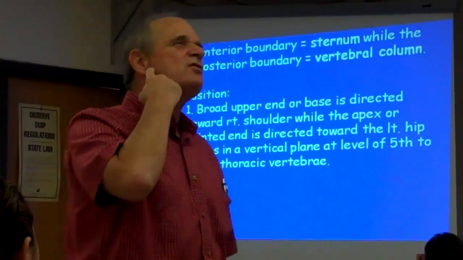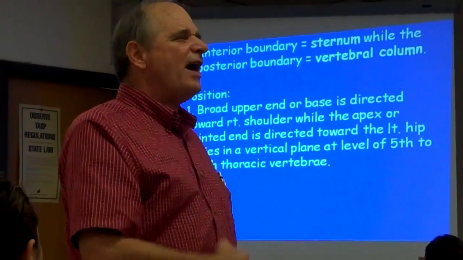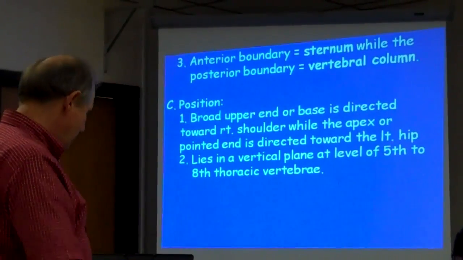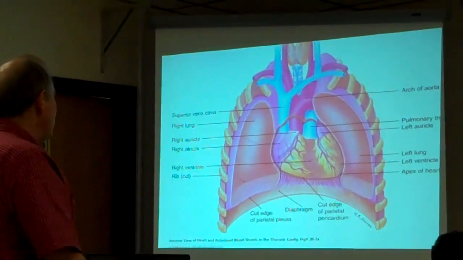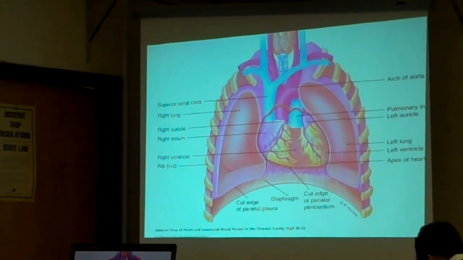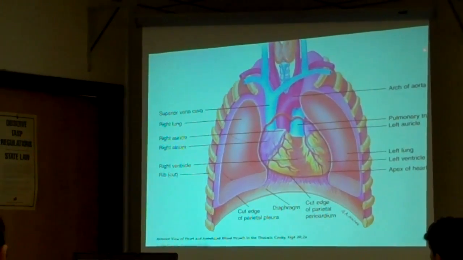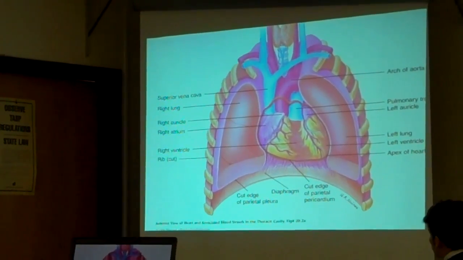Remember, there's 7 cervical, 12 thoracic, 5 lumbar, and 5 fused sacral vertebrae. So you have it going like that. So there it's kind of showing the thing right there. That's out of your book by Tortora, and that's kind of giving you an idea of the location of your heart.